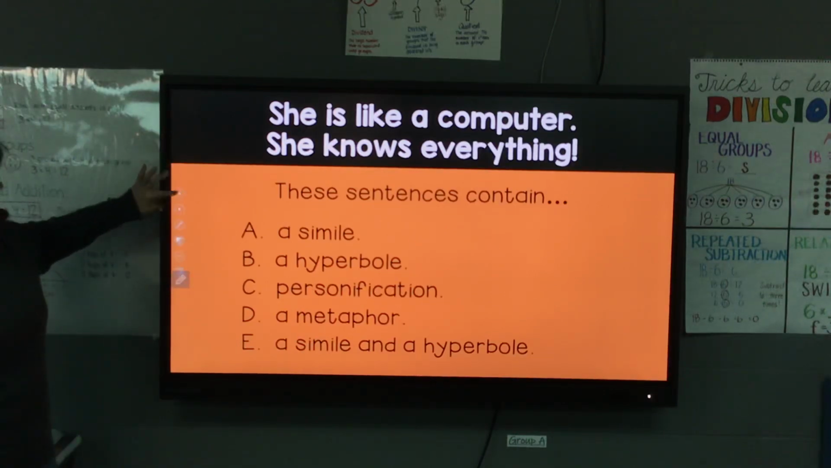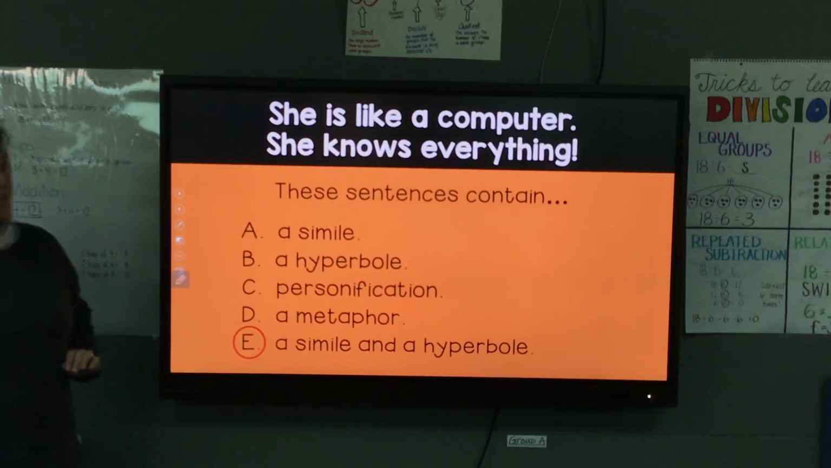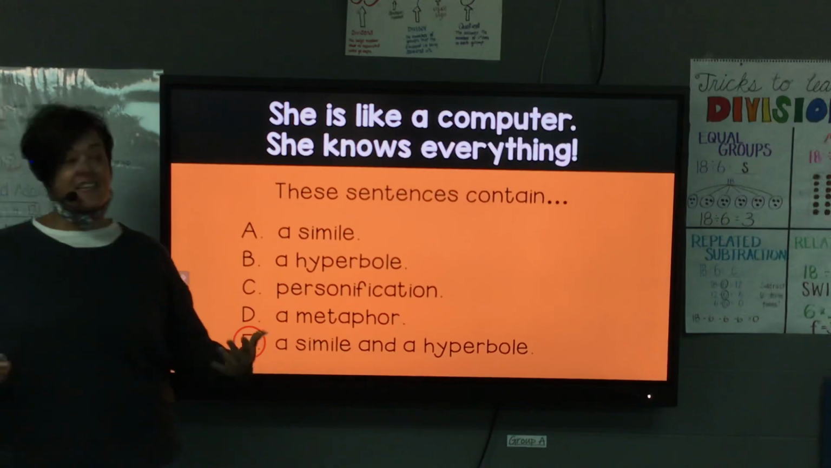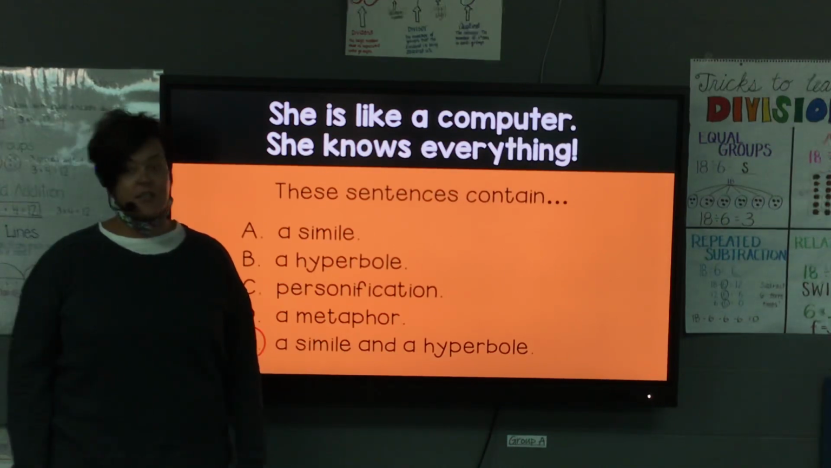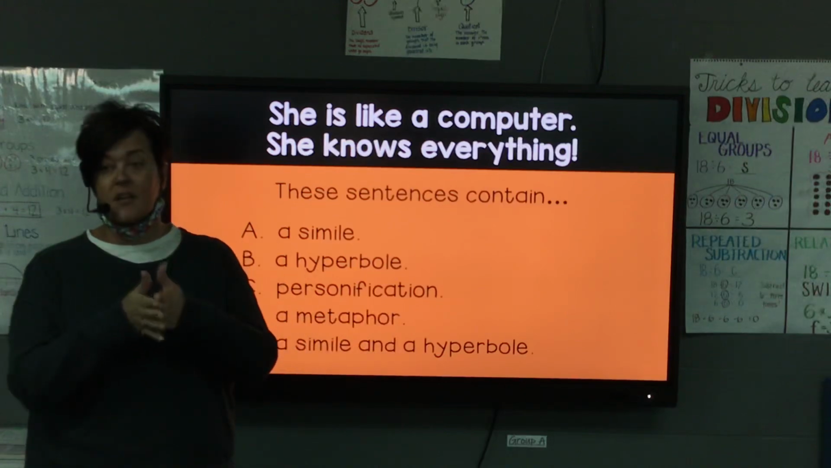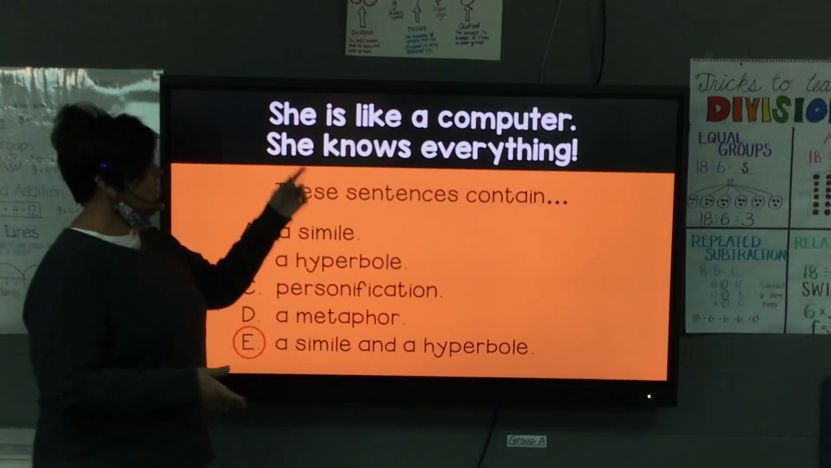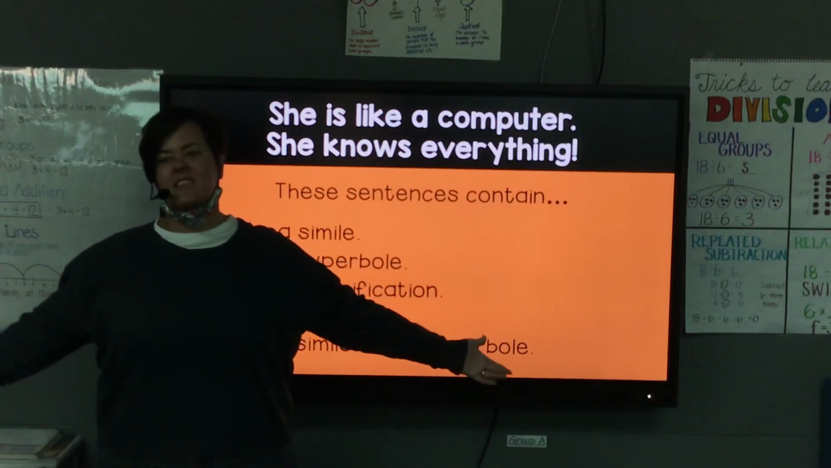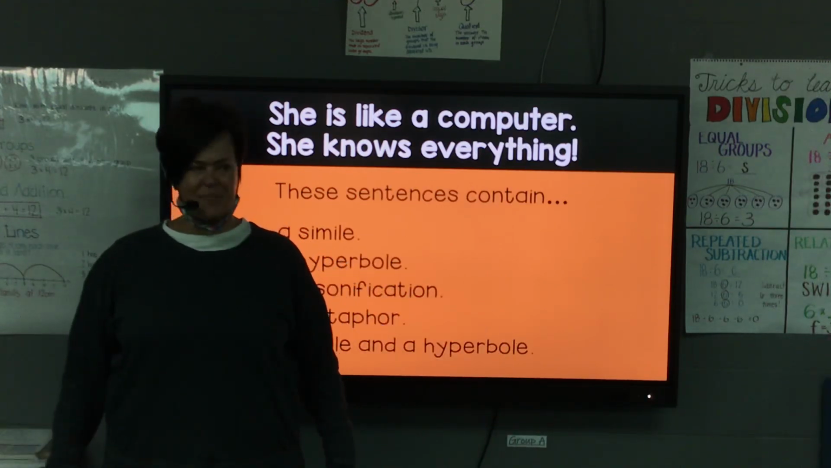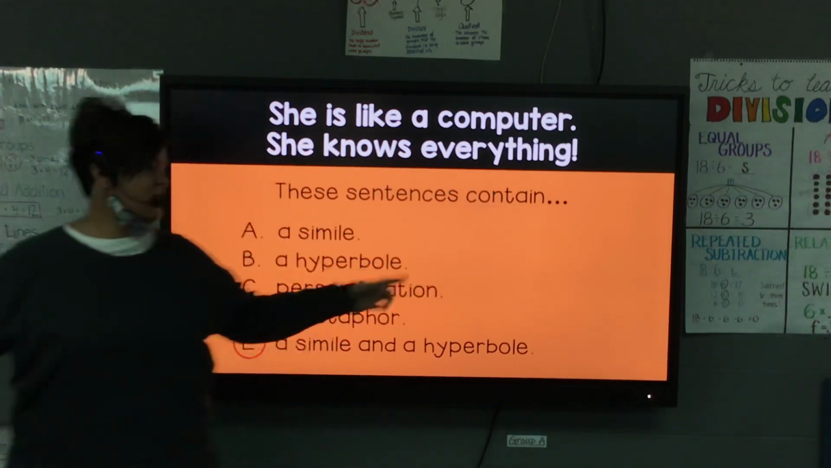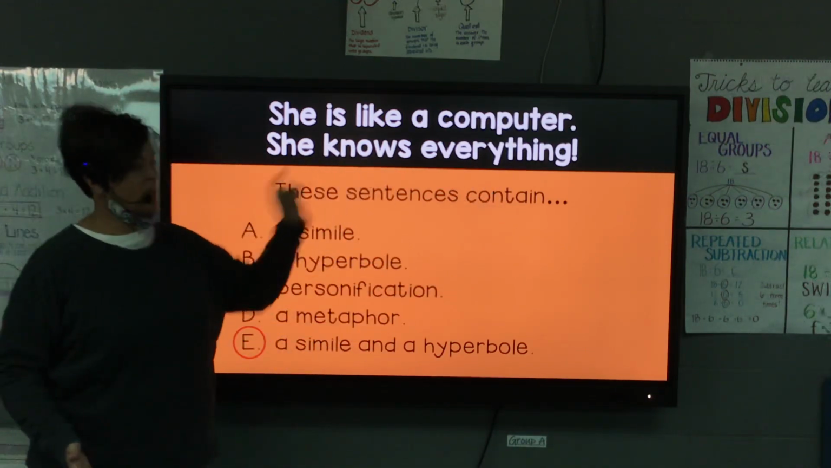All right, let's check it out. It's both. Look at the first sentence. She is like a computer. They're comparing her to a computer using the word like. She knows everything. Is that an exaggeration? Does anybody know everything? No. So that makes it a hyperbole there.